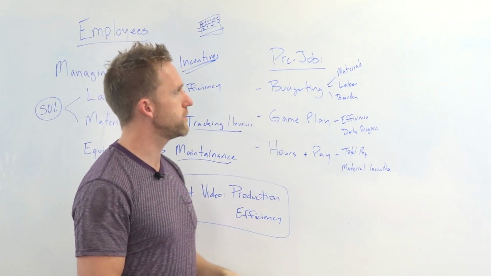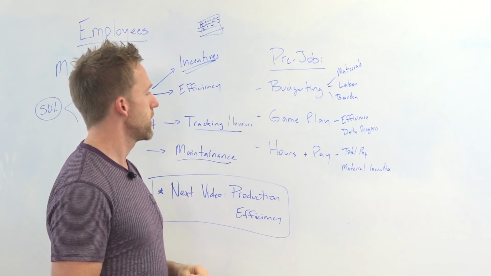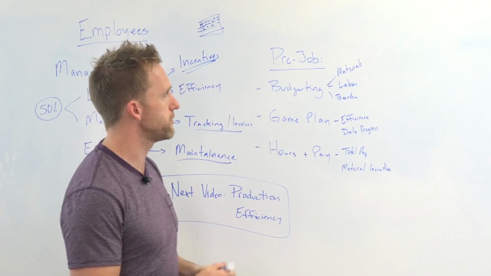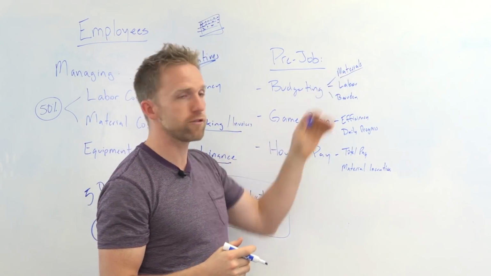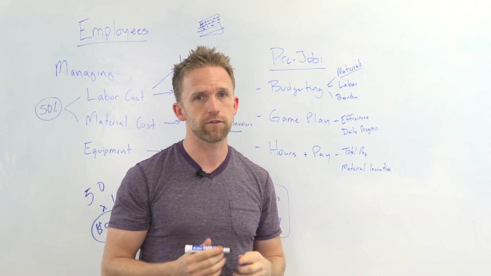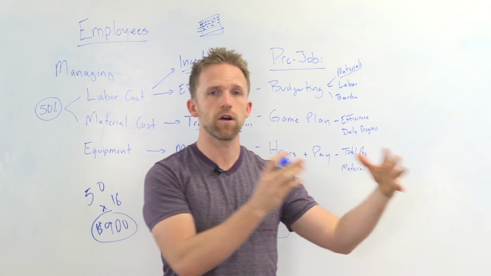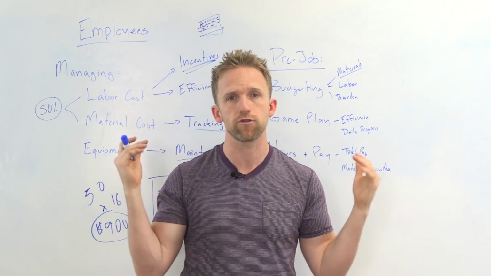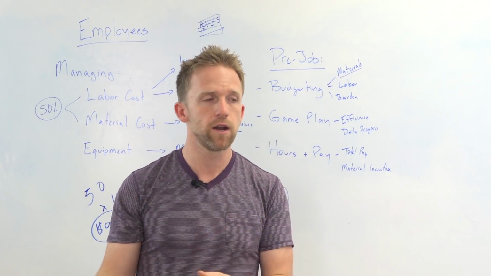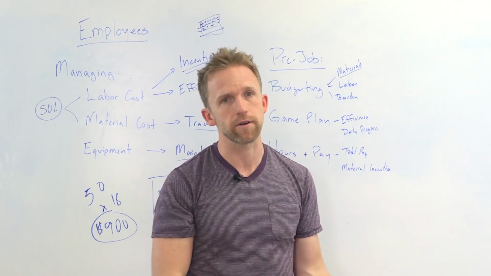Now, some things that you need to do before every job. Before the job, you need to do your budgeting. You need to know to the penny how much you have budgeted to spend on materials on this job. Some jobs are heavier on materials than they are on labor, and some jobs are heavier on labor than materials. For example, a trim job is heavier on labor. When you're doing the body of the house, it's heavier on materials.